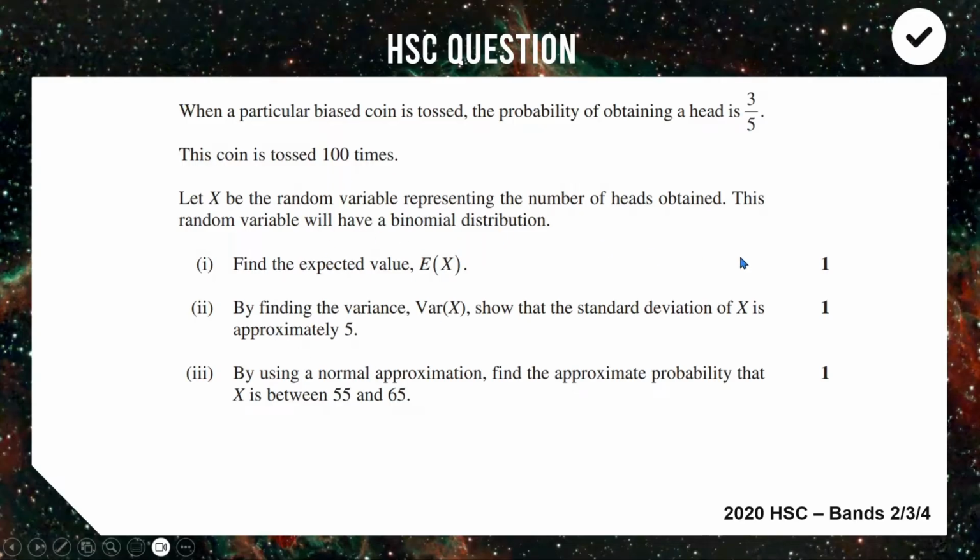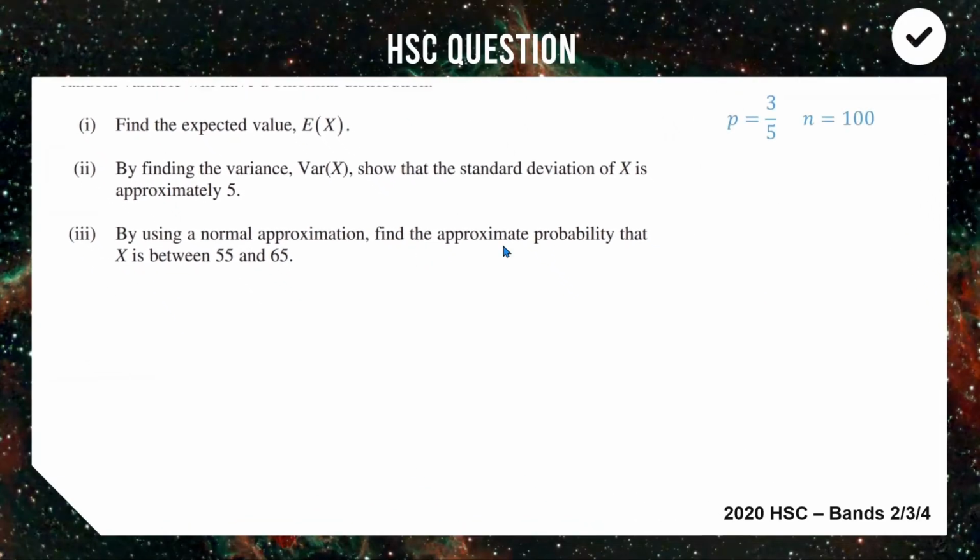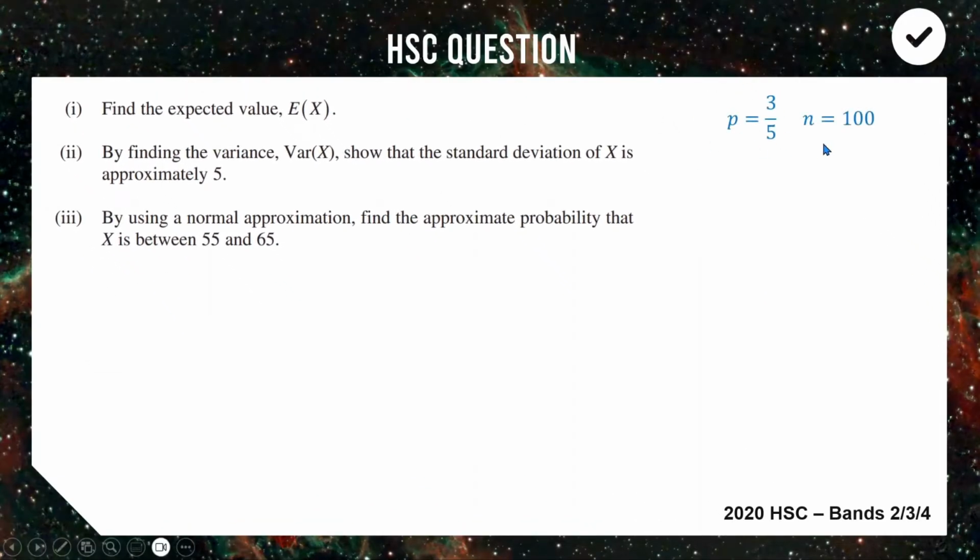Okay, first part for a quick and easy mark is find the expected value E(X). So noting that our probability of success is 3/5 and our n is 100. If you get this wrong, you're having a bad day, because E(X) is just n times p. So it's 3/5 times 100, which gets you an expected number of heads out of 100 trials being 60. So 60 is the average. The further you get away from 60, the less likely that outcome is going to become.